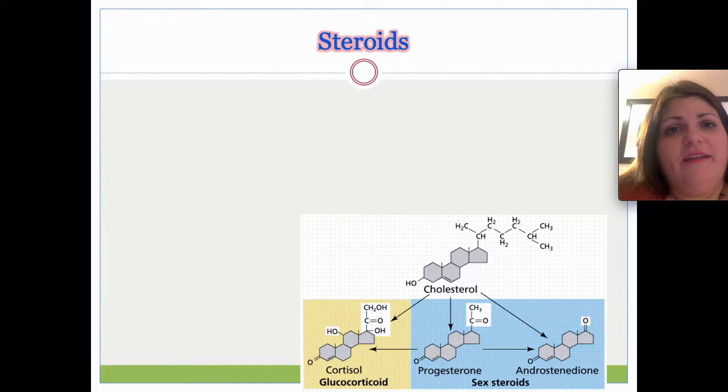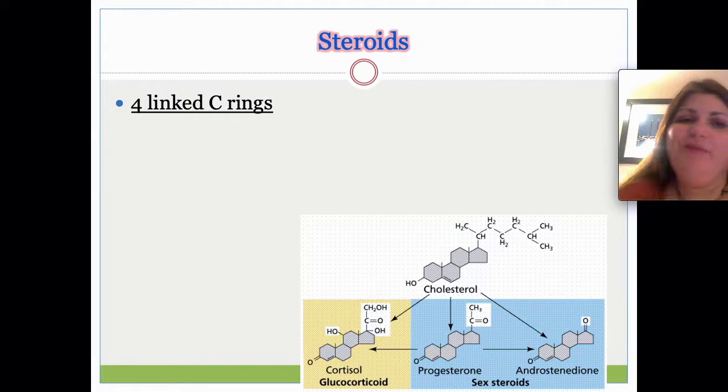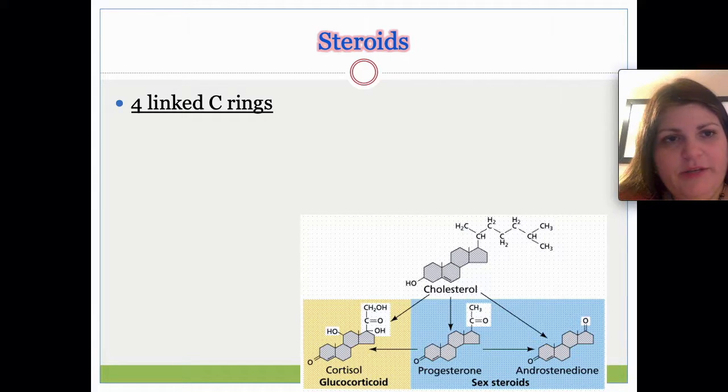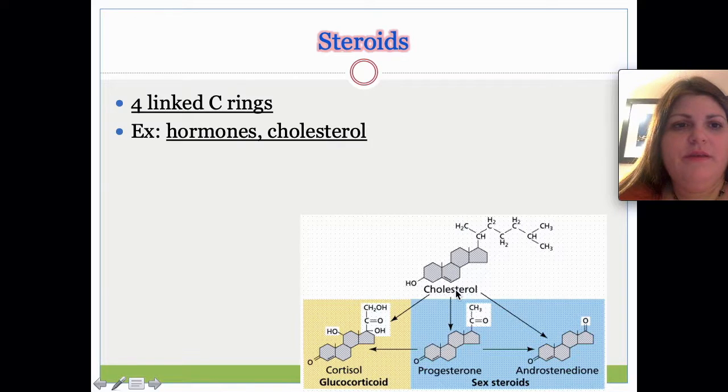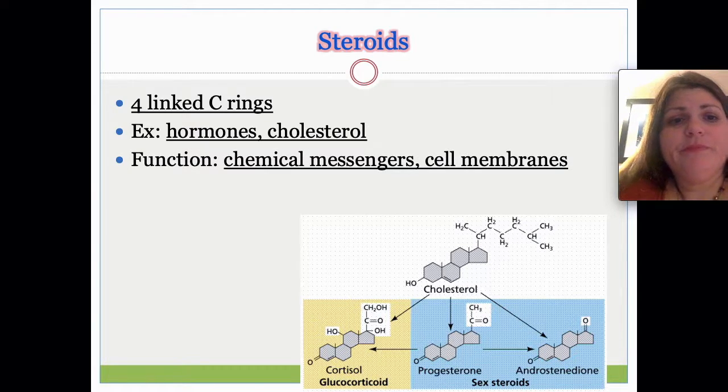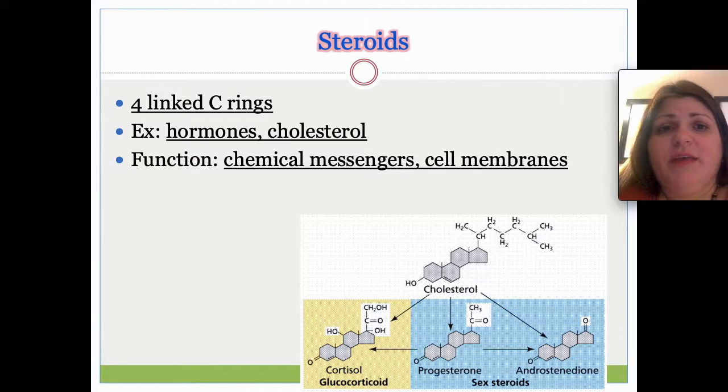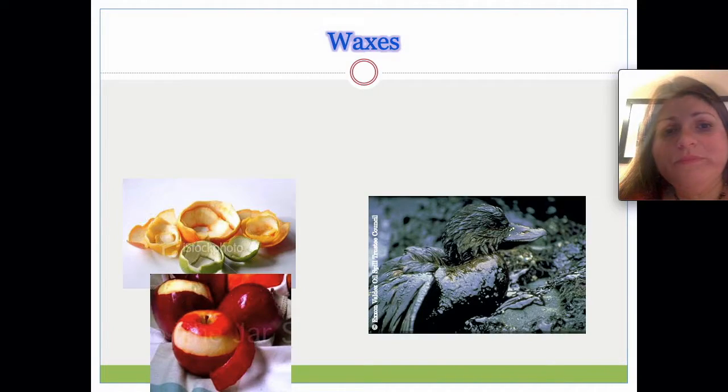Another type of lipid is steroids. Steroids, I don't really expect you to know anything about the structure other than lots of carbon and hydrogen. They're actually four linked carbon rings, and as you can see, they're kind of complicated, but again, nonpolar, and this one has rings. And steroids make up hormones and cholesterol. Cholesterol, both the good kind and the bad kind. And so hormones serve as chemical messengers. Cholesterol is used in cell membranes.